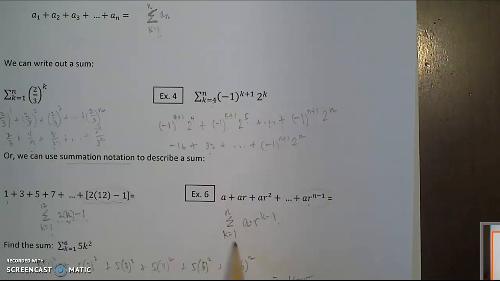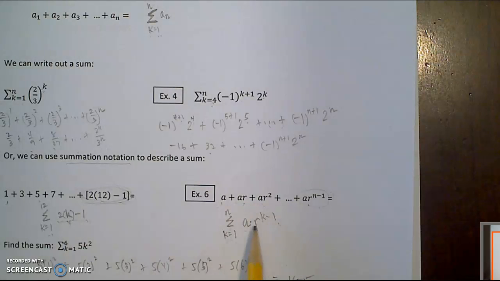So again, we can test this out. We plug 1 in for k. 1 minus 1 is 0. r to the 0 is 1. 1 times a is a. There's our first term. Find the second term. We're going to plug 2 in for k. 2 minus 1 is 1. r to the first power is r. a times r is ar. Plug 3 in for k. 3 minus 1 is 2. r squared. a times r squared. That's our third term. Okay, so there's our expression.